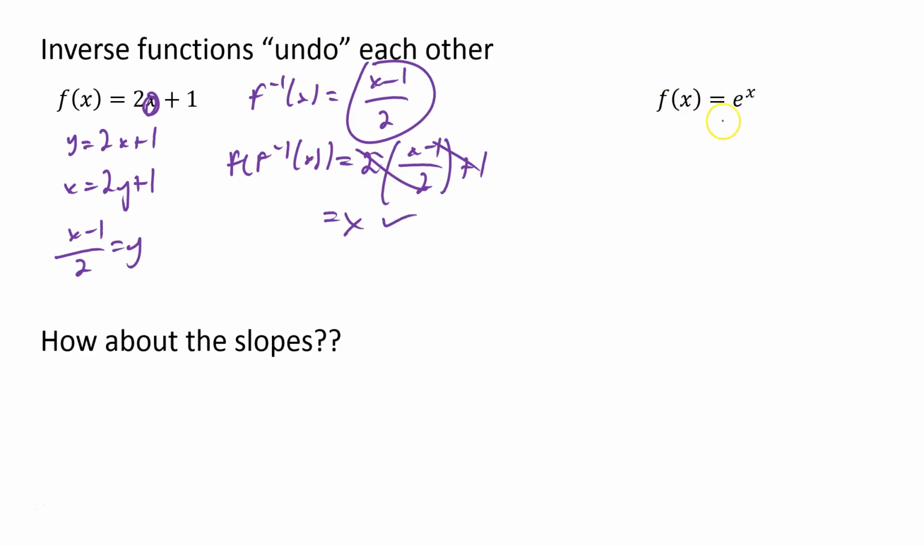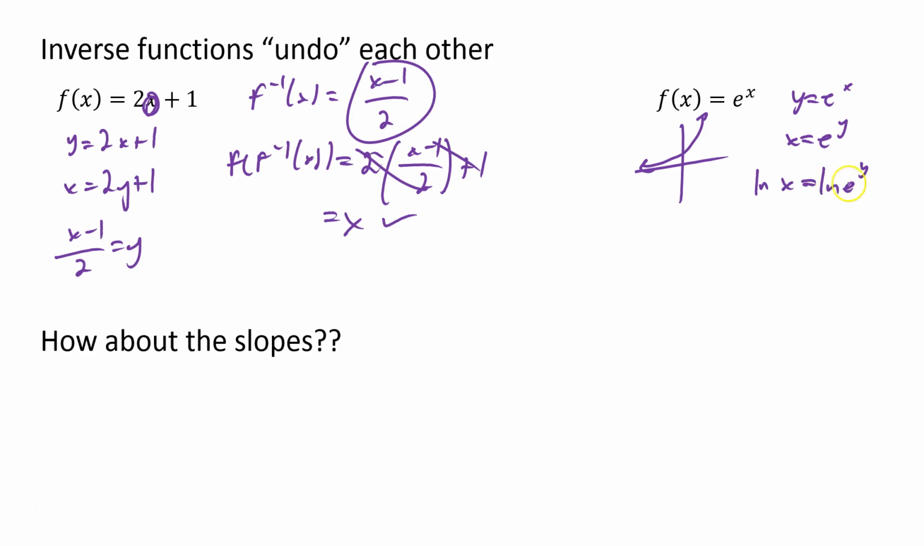f of x equals e to the x. e to the x looks something like this. And if we have y equals e to the x, and we switch x and y, we have x equals e to the y. We kind of have to think about this, but to undo an exponent, remember we use logs. So we do natural log of both sides.